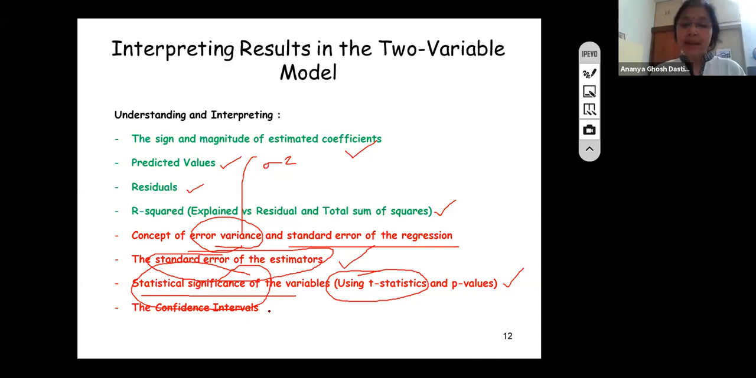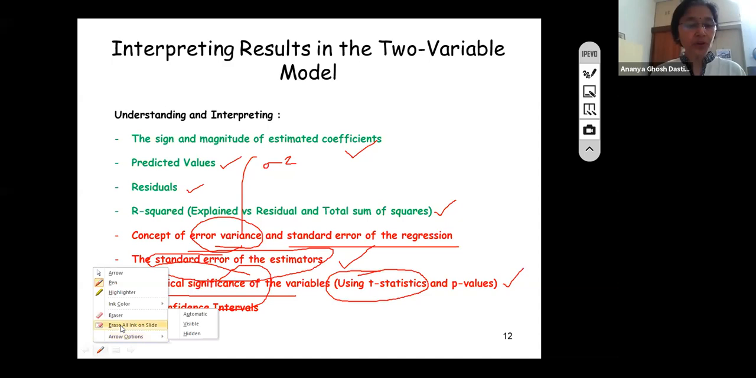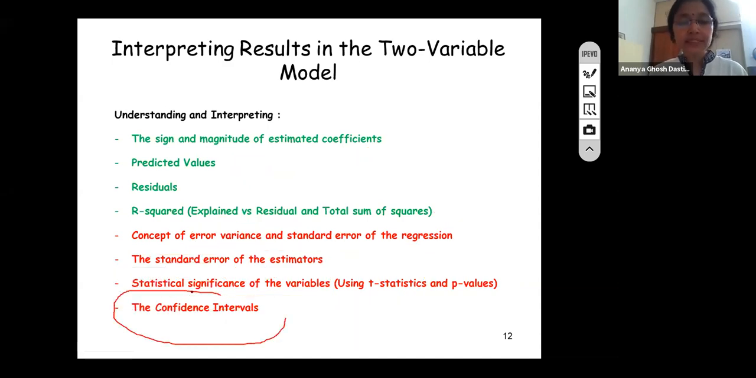Now, what I did not discuss at all, and I would like to start with that, is the interpretation of confidence intervals. So I'm going to start by telling you how to interpret the confidence interval, which is also reported with the results. And here, I would like you to take a good look at the Excel results, which I'm going to take you to now.